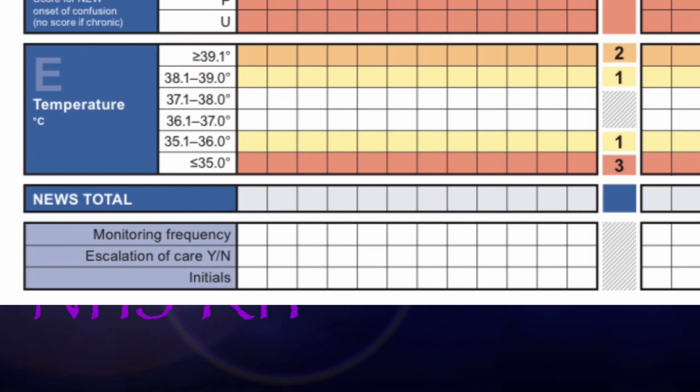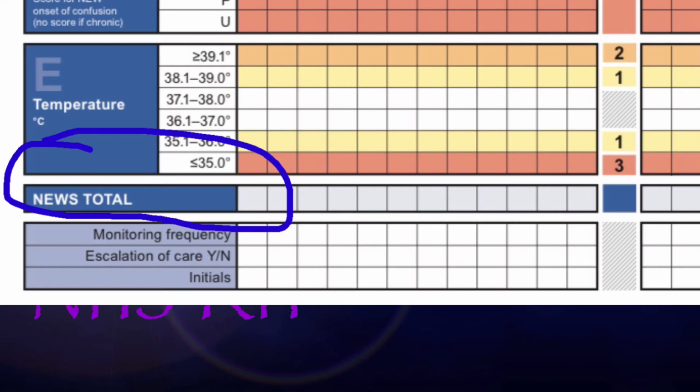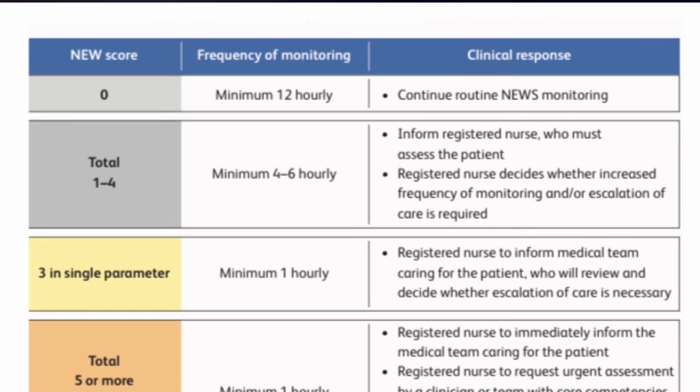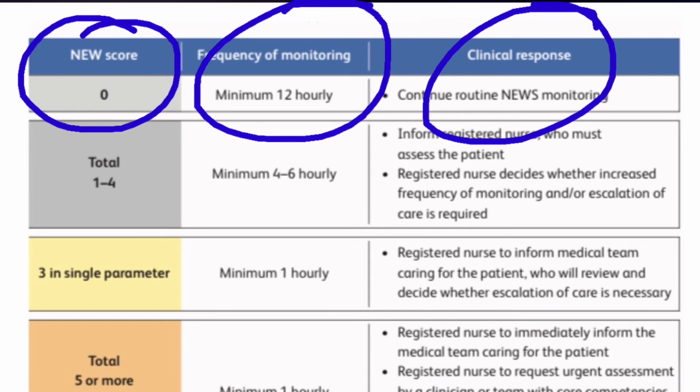Here you have to calculate the NEWS total and the monitoring frequency, escalation of care yes or no, and your initial, which you must document here. So for escalation, if the NEWS score is 1, what you have to do, if the NEWS score is 2, what you have to do, you need to know that. I'm going to explain that. Stay tuned.